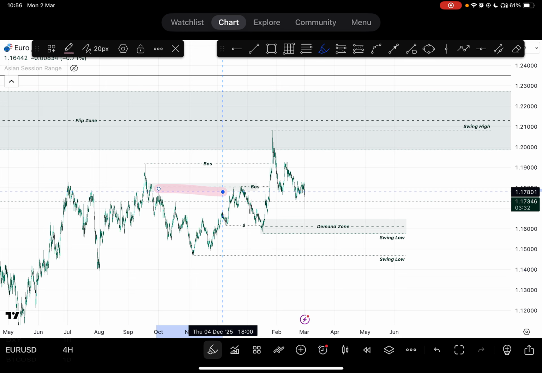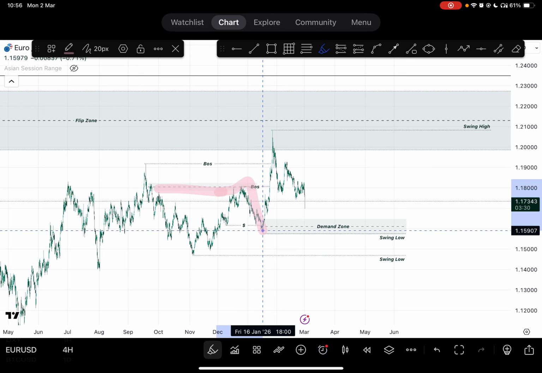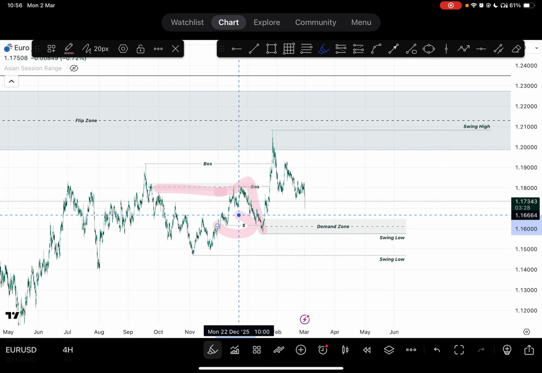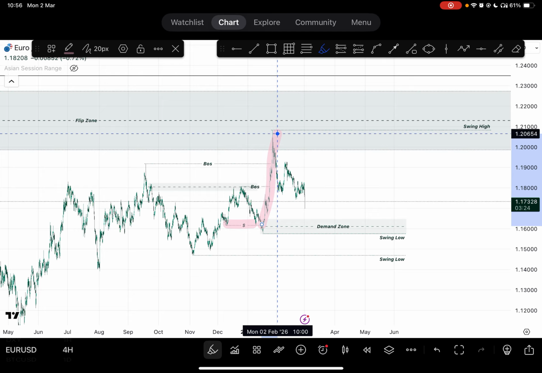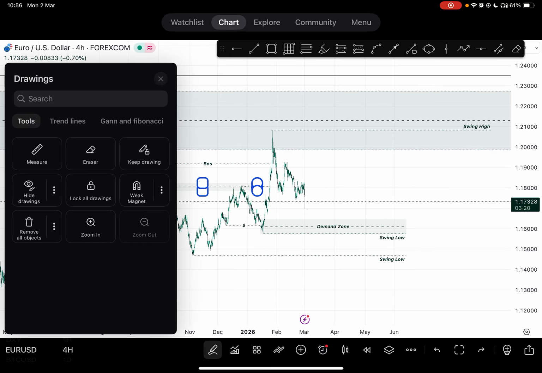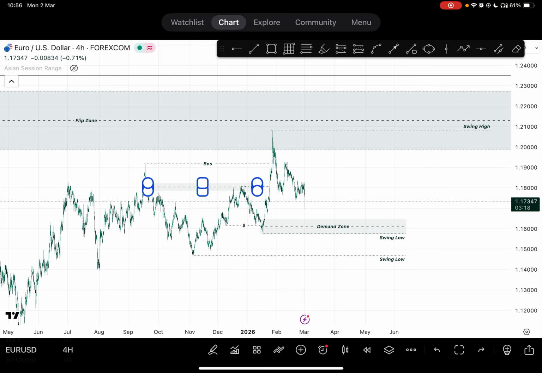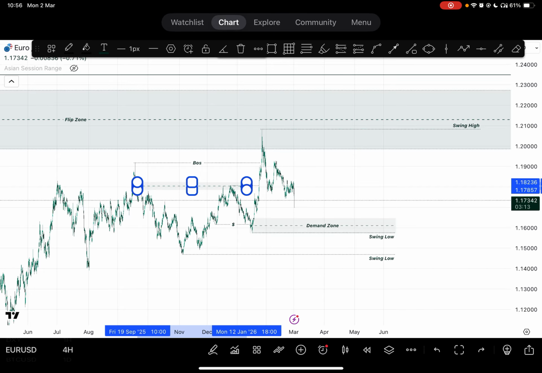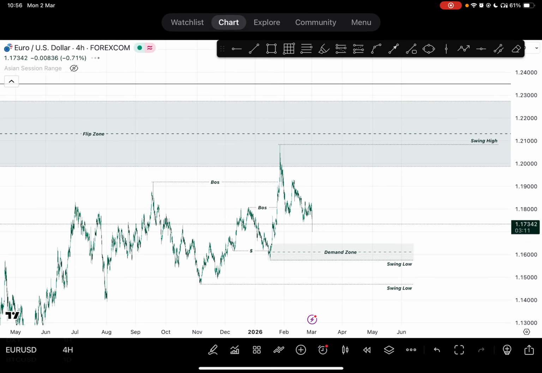Price respects this supply zone, then pushes down, liquidates, gathers enough fuel at this low, and then just spikes up and breaks structure, right? So that's it. That demand zone there is still very valid for price to respect and move up.